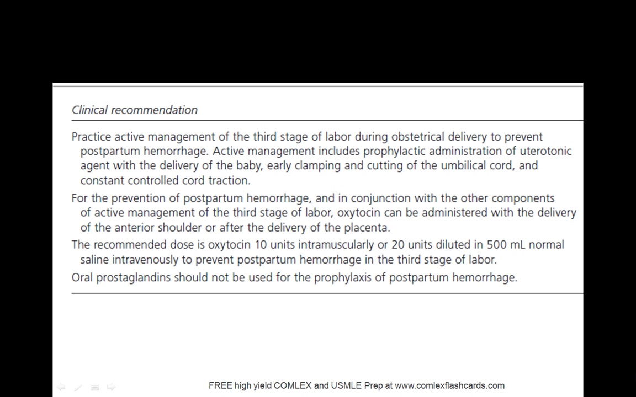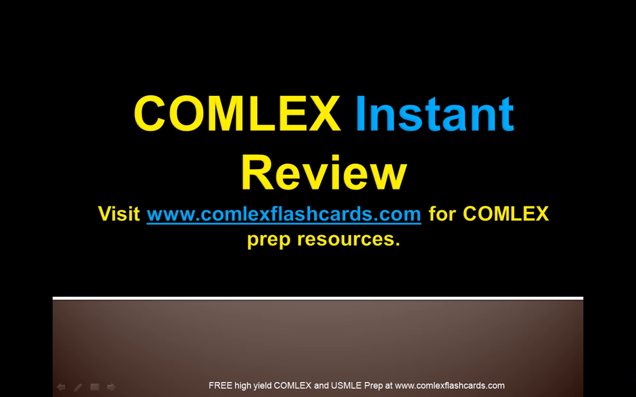For the prevention of postpartum hemorrhage and in conjunction with other components of active management of third stage of labor, oxytocin can be administered with the delivery of the anterior shoulder or after the delivery of the placenta. Again, the recommended dose is oxytocin 10 units intramuscularly or 20 units diluted in 500 ml normal saline intravenously to prevent postpartum hemorrhage in the third stage of labor. Oral prostaglandins should not be used for the prophylaxis of postpartum hemorrhage, and that's a key point that you can have on one of the test questions.